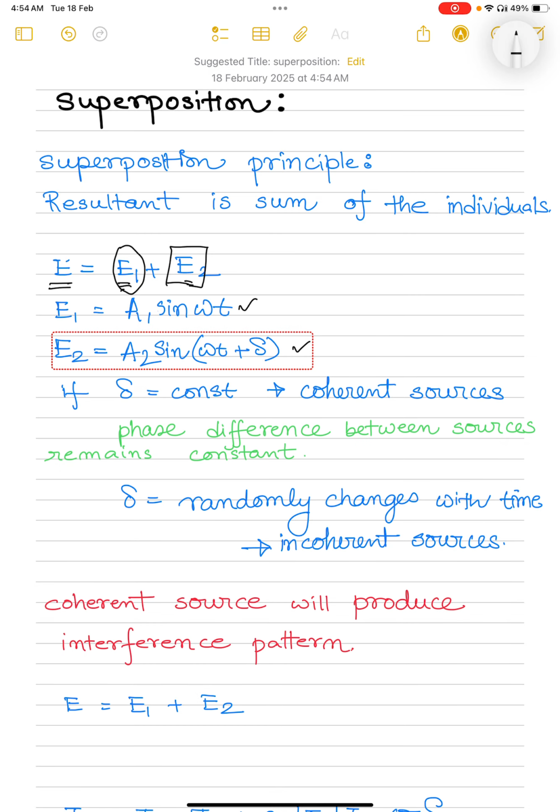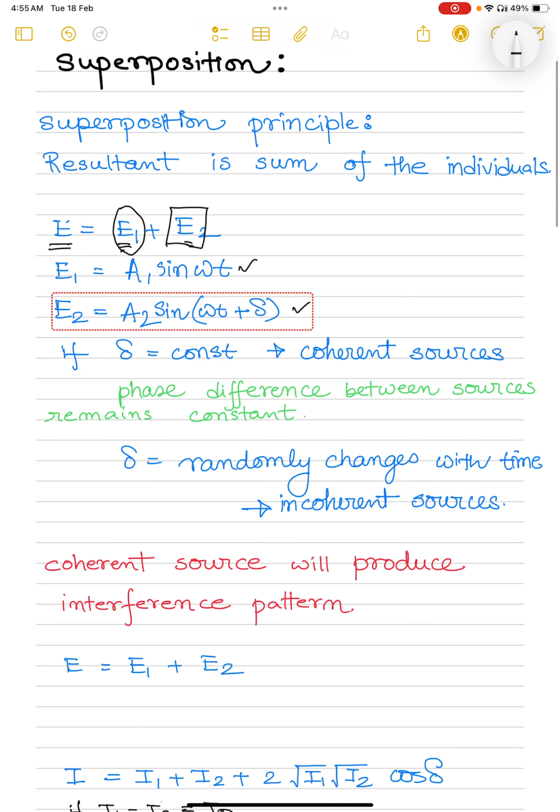Now A1 and A2, the amplitudes, can be different or can be the same. Delta is the phase between the two waves. If delta is constant, then they are called coherent sources. And if delta randomly changes with time, then it is called incoherent sources. These two definitions are very important, mainly the definition of coherent sources. Only in the case of coherent sources are we going to see an interference pattern.